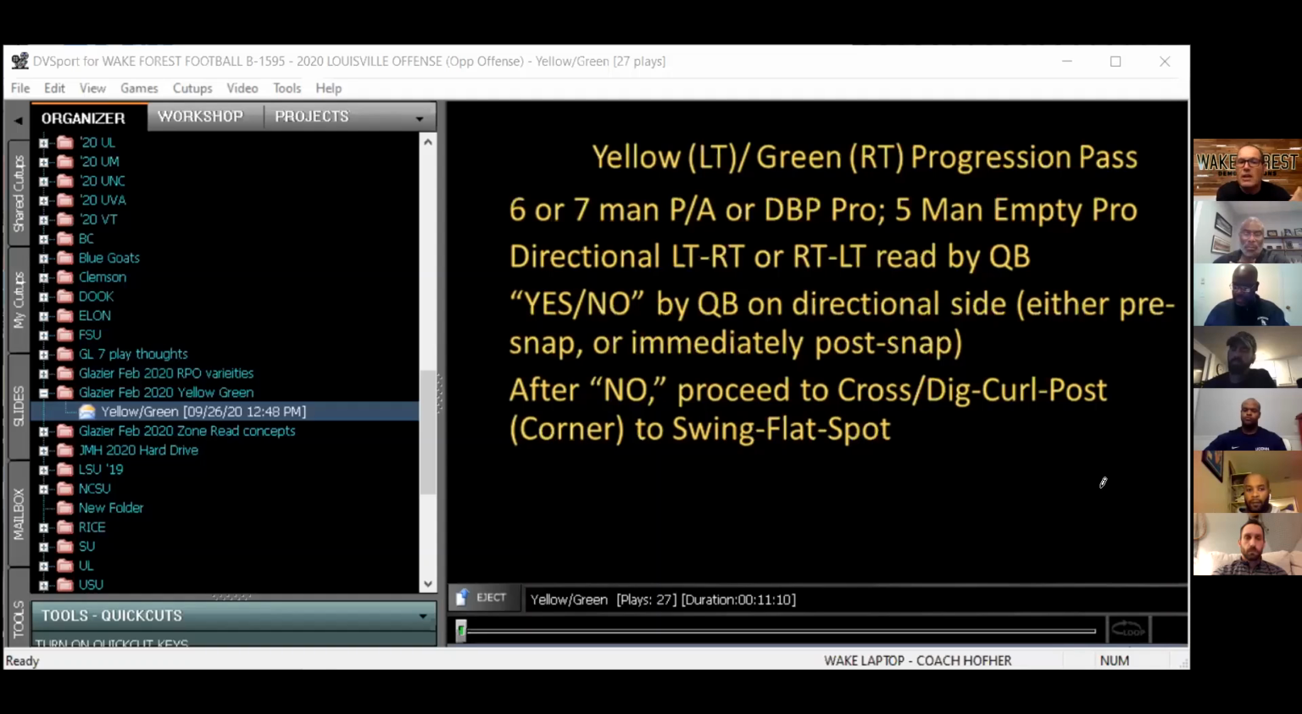Once you quickly say no, then if it's a yellow, obviously you'll progress from the left to the right with a combination that's going to be a middle cross of some sort, a dig or a curl or a post by the widest receiver away from the direction, and you're always going to have a final component. It could be the back finishing his play action on a swing. It could be the tight end.